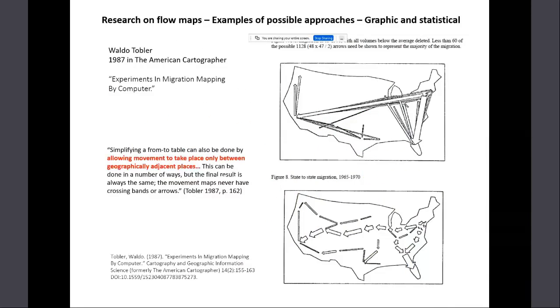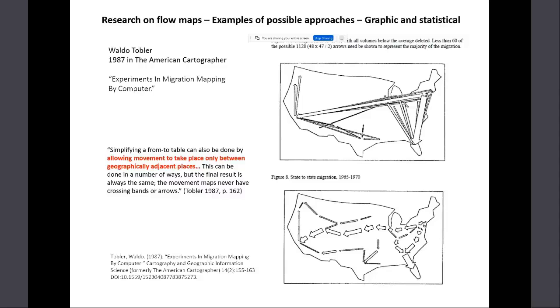But we ended up going back to one of the earliest writers about migration flow mapping for inspiration, Waldo Tobler, who was at the root of so much of what we now recognize as GI science. Tobler's list of publications is impressive, and several of them focus on migration flow mapping. One of the ideas he suggested in 1987 was to avoid arrows crossing each other by allowing movement to take place only between geographically adjacent places.